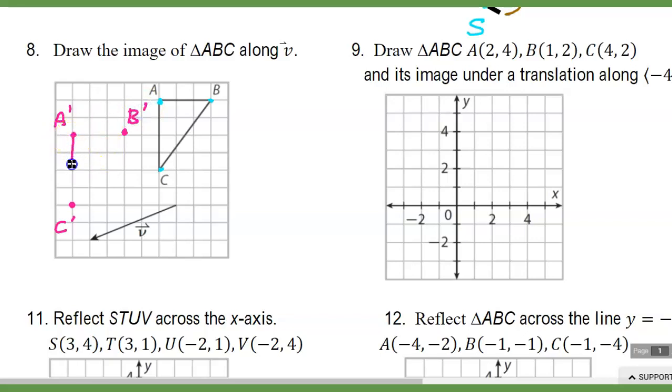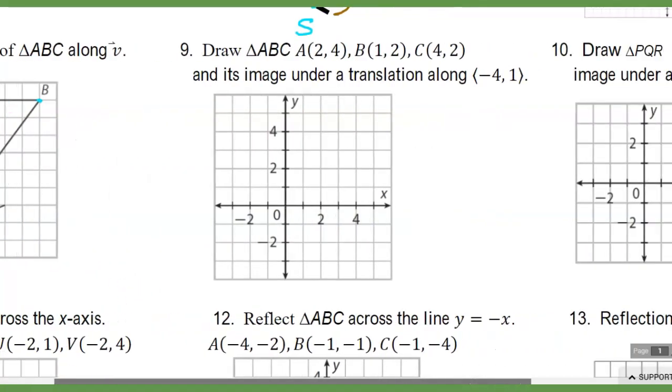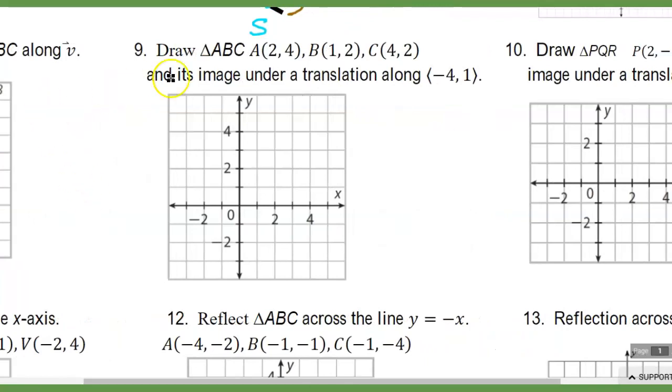All right, and then let's go ahead and draw the image, which is of course a rigid transformation, so it should be the same size and shape when you're finished. There we go, that's all we need to do on number 8. And number 9, we got to draw this and then use this vector here to translate it. So very similar to the last problem, it's just not graphed for us.